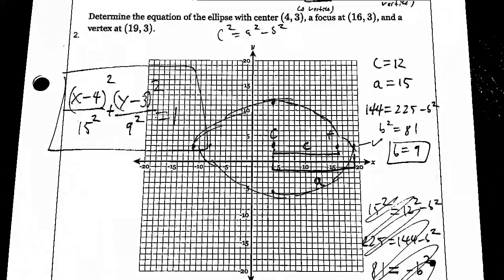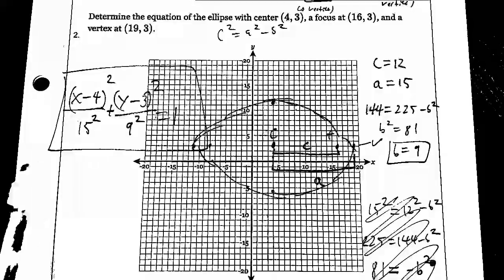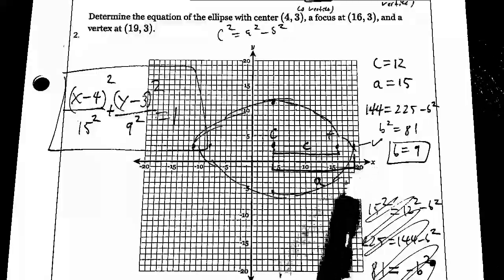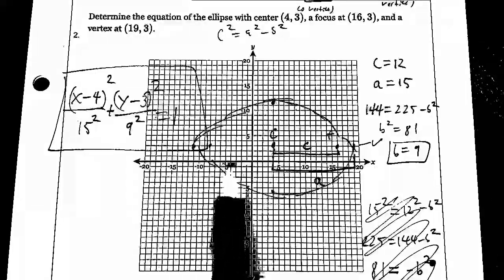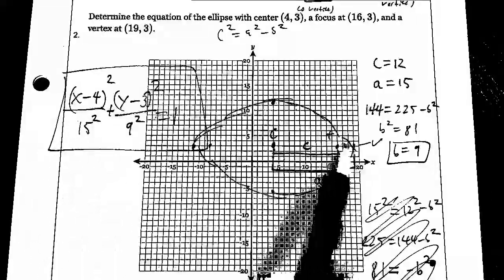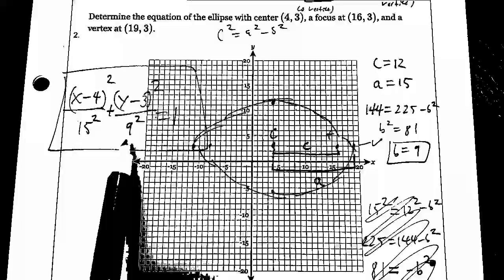How do I know to put 15 squared under that one and 9 squared under this? Because it's wider than it is tall, our vertices are horizontal, not vertical. That tells you it's under the x. Okay, right? This is telling me to go 15 out, right and left. This is telling me to go 9 up and down.